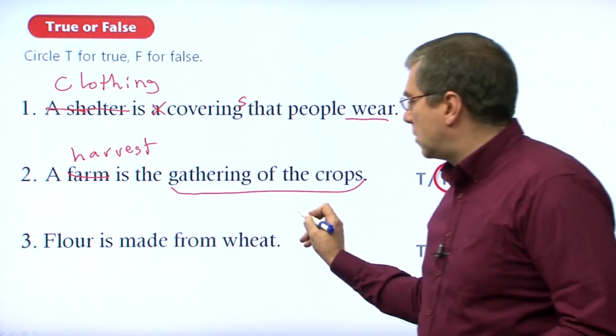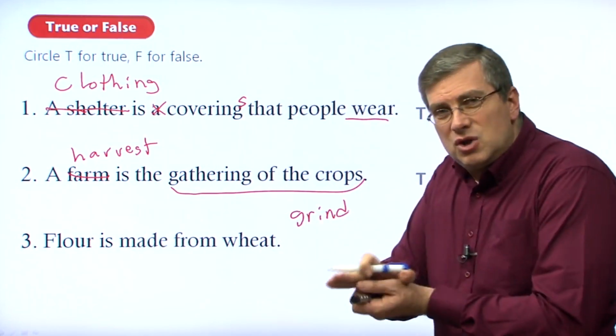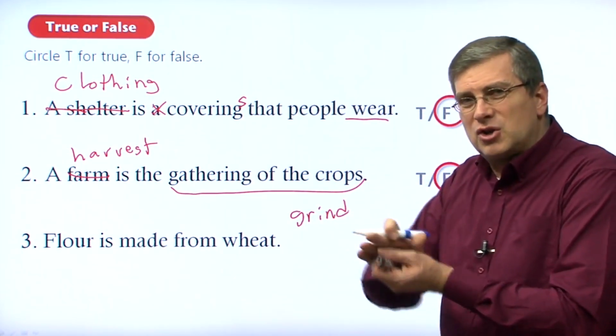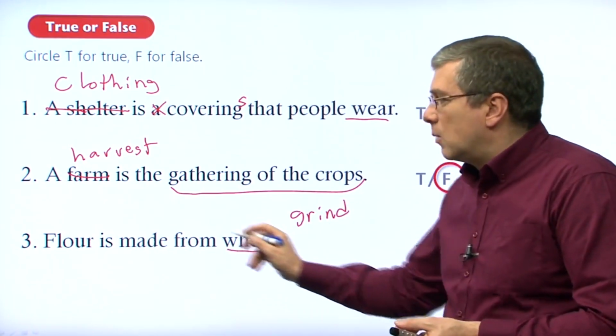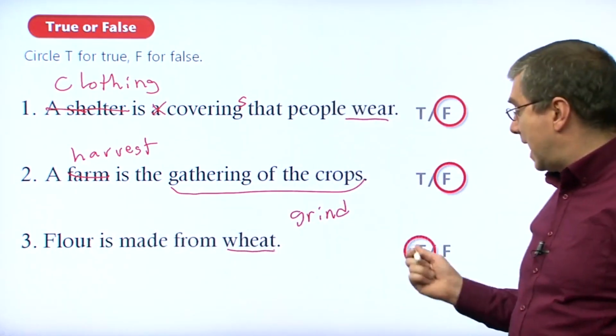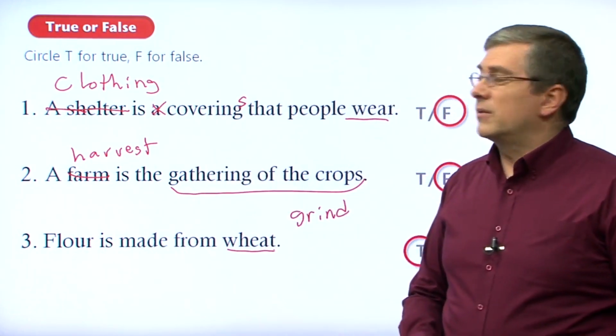Remember I taught you guys that word grind. Grind. When you grind, you rub something together. You rub it with a lot of pressure, and you break it down into smaller pieces. You grind wheat, and what do you get? Yeah, you get flour. So flour is made from wheat. That is true. Okay, so those are our 3 true and false sentences.